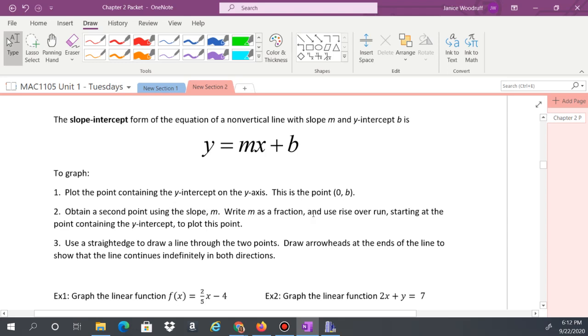Then from the y-intercept, you're going to get the second point using the slope. So write it as a fraction. If it's a whole number, put it over a 1. And you do rise over run. If it's positive, go up. If it's negative, go down. And then we're going to run to the right. And then we connect the line.